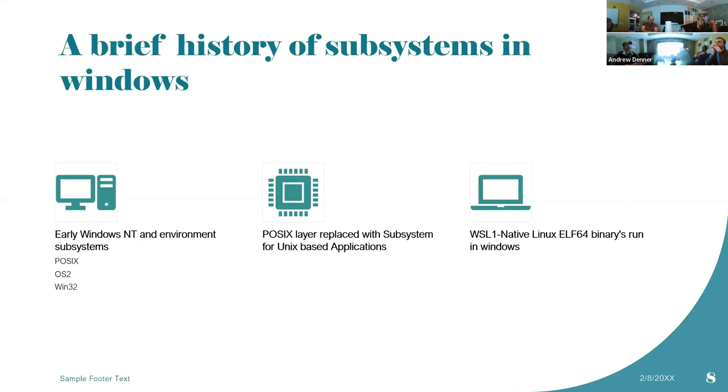Basically, it allowed you to take anything and make it run in Windows NT. When your user mode application got launched, the loader invoked the right subsystem and satisfied your application dependencies. And then later on, the POSIX layer got replaced with what they called the Subsystem for Unix-based Applications, SUA. And even that now is kind of defunct.